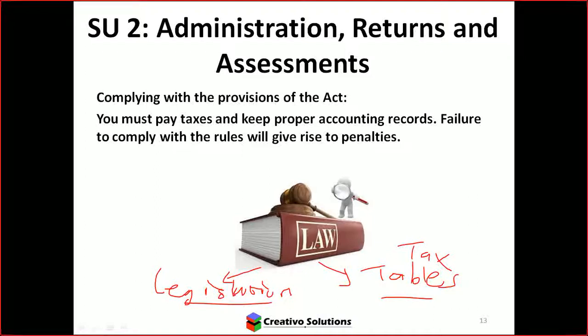We will always use the tax tables when approaching questions because those tax tables won't change for that specific year. Just keep it as is, whatever last year's tax tables were in terms of 2017 to 2018, even though it has changed. So in reality, we're living in a world now where the taxes have increased, but we're still going to be doing calculations based on what happened last year. So you have to pay your tax and keep proper accounting records. Failure to comply with the rules will give rise to penalties and interest.